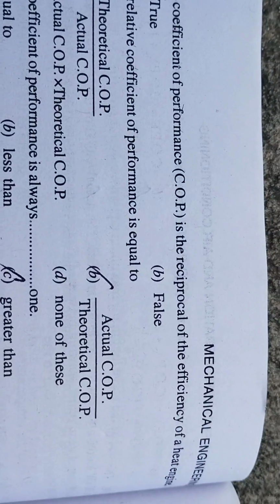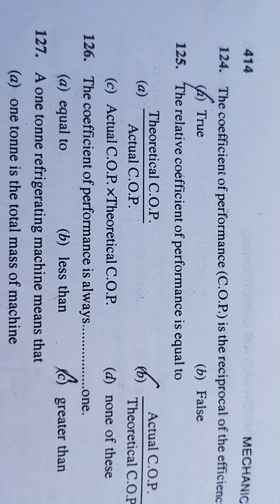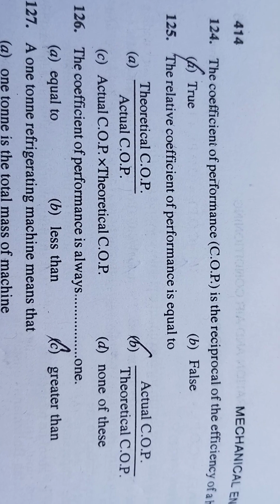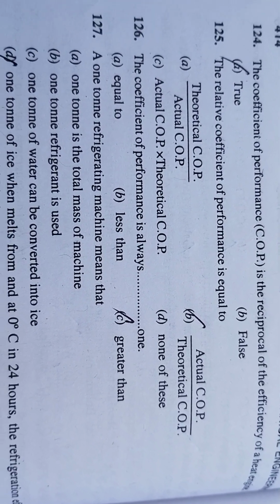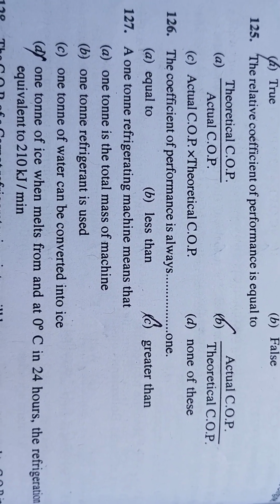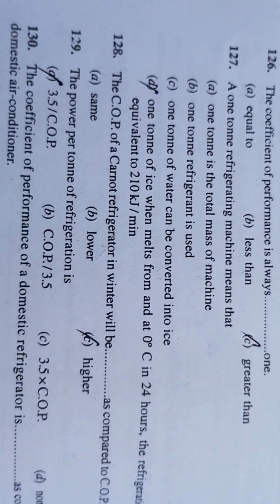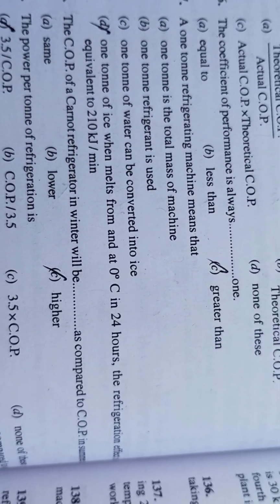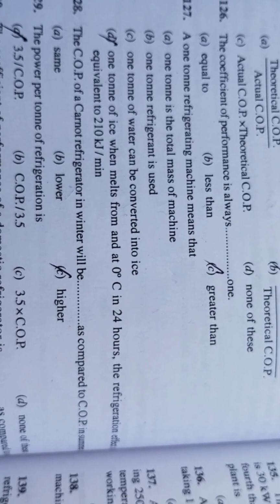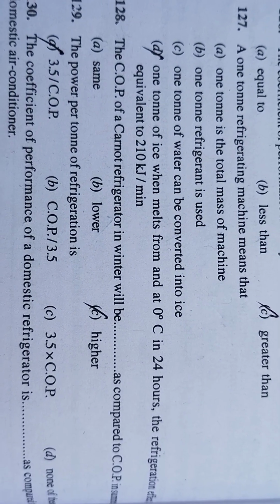The coefficient of performance, COP, is the reciprocal of the efficiency of a heat engine: true. The relative coefficient of performance is equal to actual COP by theoretical COP. The coefficient of performance is always greater than 1. A 1 ton refrigerating machine means that 1 ton of ice melts from 0 degrees in 24 hours, and the refrigeration effect is equivalent to 210 kilojoule per minute.